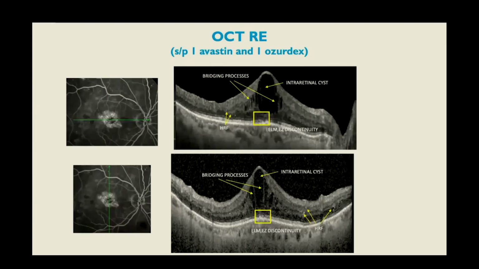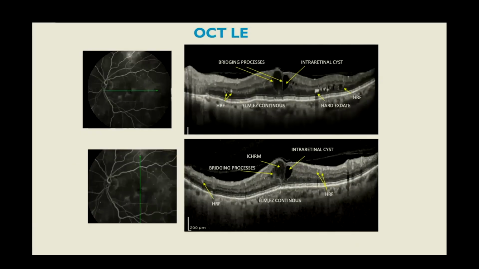OCT showed a large CME with some intraretinal hyperreflective dots, some discontinuity of the ellipsoid zone and external limiting membrane. There was intraretinal cystic hyperreflective material in the left eye, which is again not a very good prognostic indicator. A lot of hyperreflective dots in the left eye.